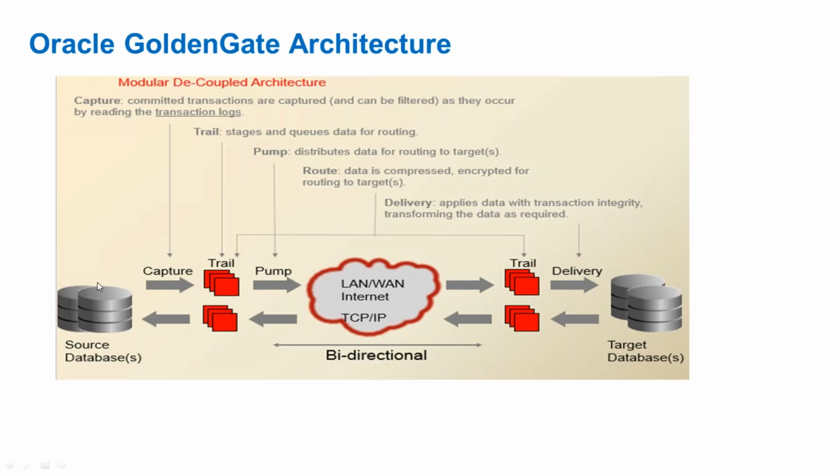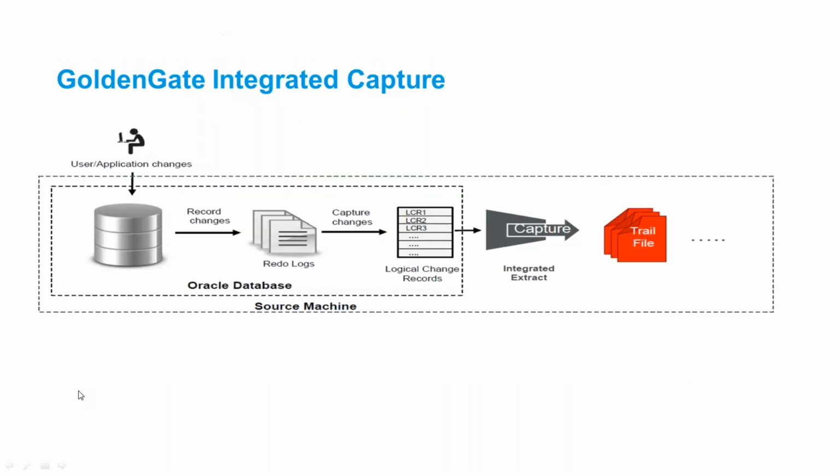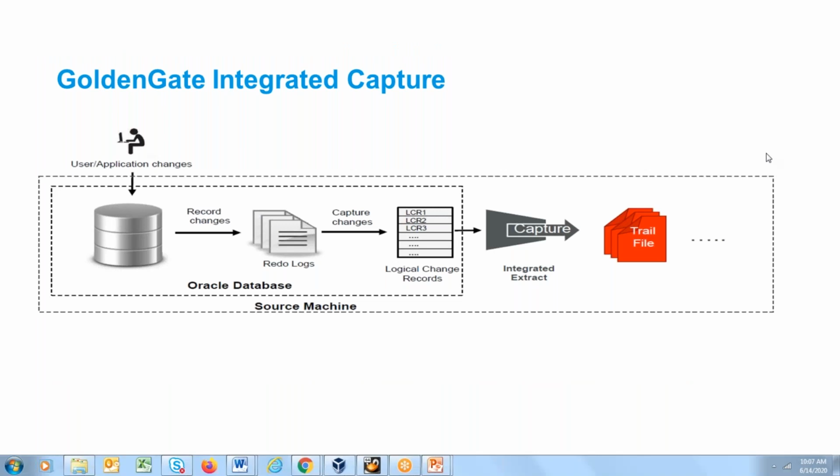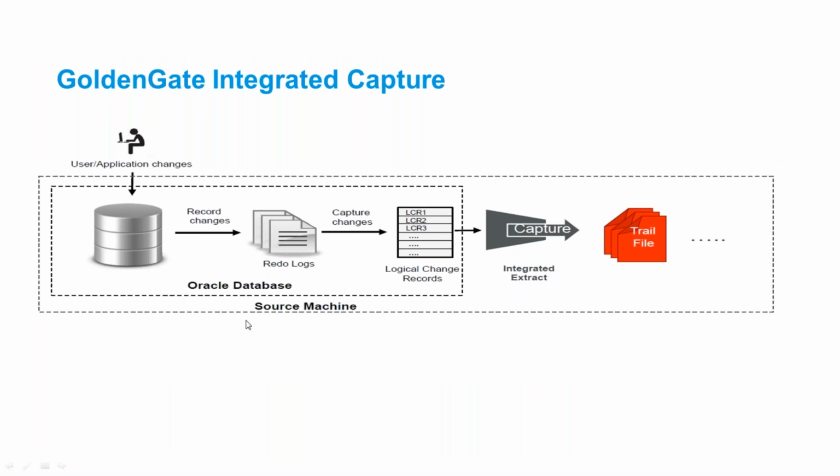However, in classic extract, there is no log miner. Classic extract connects to the source database directly, and it reads the transaction logs in sequential manner and captures the committed transactions. However, in case of integrated, it's the log miner which passes on the changes to the integrated extract, and then integrated extract writes those changes to the trail files.